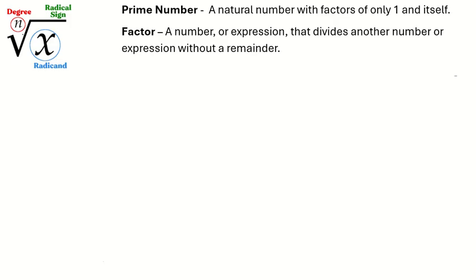Now, a prime number. Why are you telling me about prime numbers? We're going to get to that. A prime number is a natural number with factors of only one and itself. A factor is a number or expression that divides another number or expression without having a remainder. All of this is going to be very critical to what we're going to do.